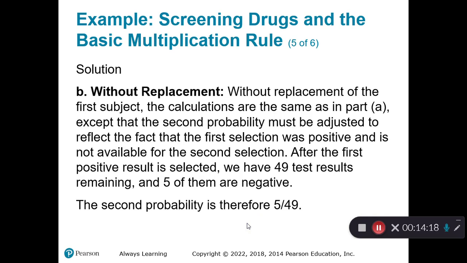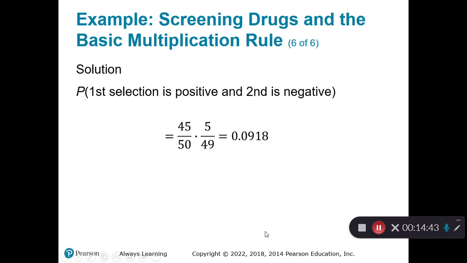Now let's repeat the calculation, assuming that there was no replacement. So we have 1 person chosen at random. We want that first person to have a positive test result. That person does not go back to the group, and therefore we only have 49 people to choose from for the second selection. And let's look at the breakdown of the calculation now.